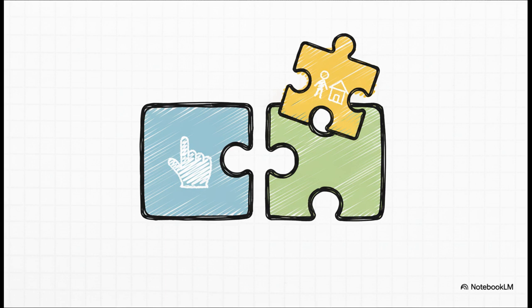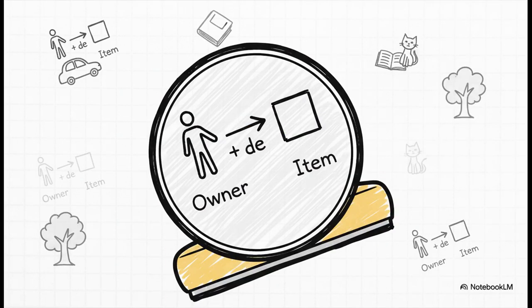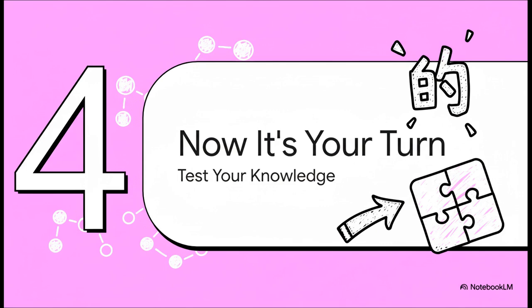See? The formula just plugs right into the sentence. It just works. And that's really the main thing to remember here. That simple structure. Owner plus de plus item. It's always the same. It doesn't matter if it's a short little phrase or part of a big long sentence. The rule never changes.